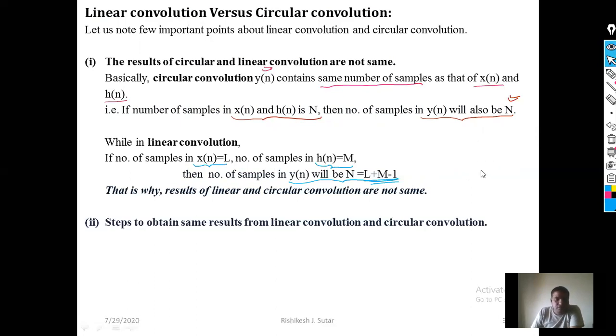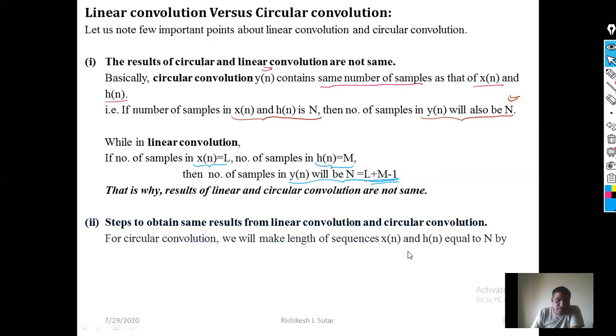So now how to obtain the same result from the linear convolution as well as from the circular convolution. So the remedy is, for circular convolution, we will make the length of x of n and h of n equal to N by adding the required zeros.